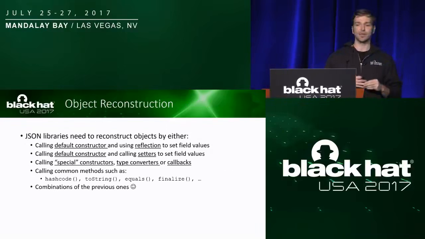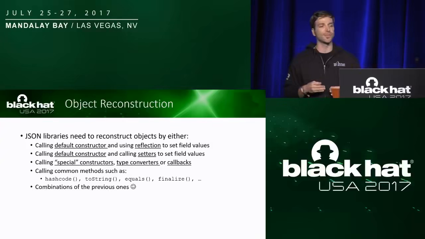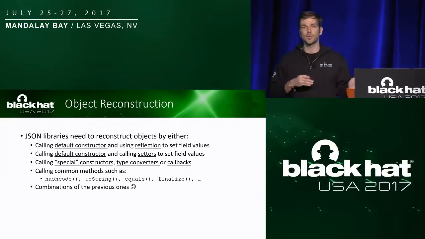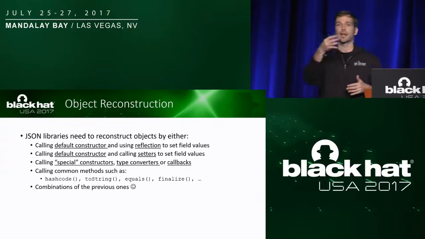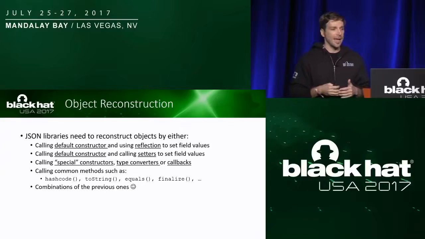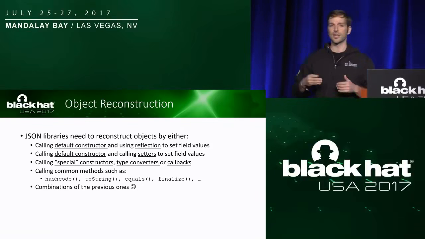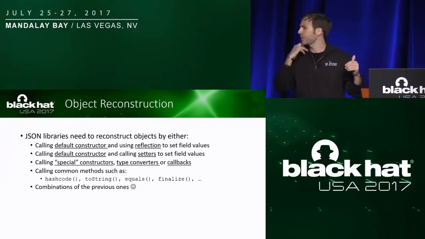So let's see how these JSON libraries reconstruct the objects when deserializing, and see if we can take advantage of some of these methods in order to start our gadget chain. It depends on the library because every library is different from the others, but normally they will invoke the default constructor, which is not very useful for the attackers because it takes no parameters, and then they will use either reflection or call setters in order to set the values of the fields or the properties of the class. Some of the libraries will invoke some deserialization callbacks or special constructors. Some of them will call type converters. That is a .NET specific type, which we don't have time to cover in this talk, but it's included in our white paper that will be published today, I think.